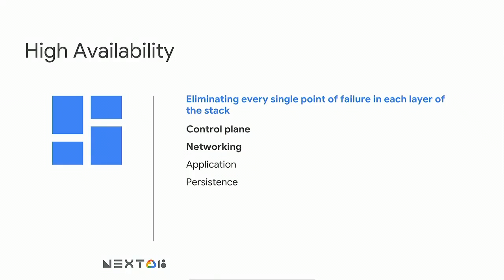One way to split that up, and I think this works well for a lot of applications, but we'll say in the context of Kubernetes, is to break it up into these 4 layers: the control plane, the networking, the application, and the persistence underneath all that.